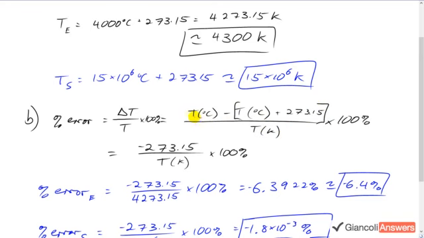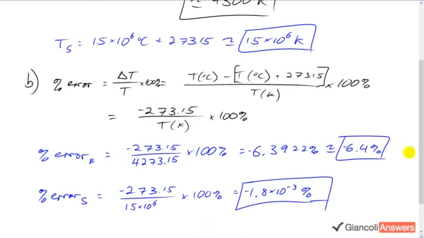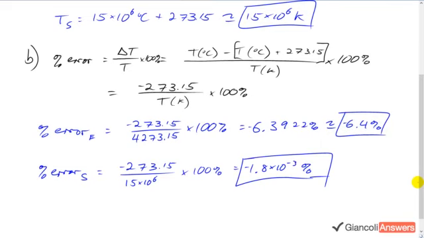So temperature Celsius minus temperature in Celsius plus 273.15 makes negative 273.15 over the temperature in Kelvin times 100% gives the percent error. So for the Earth temperature, it's going to be negative 273.15 divided by the Kelvin temperature for the center of the Earth, and that gives about negative 6.4%. So if you mistakenly state your answer in Celsius, you're going to be 6.4% lower than it should be for Kelvin.